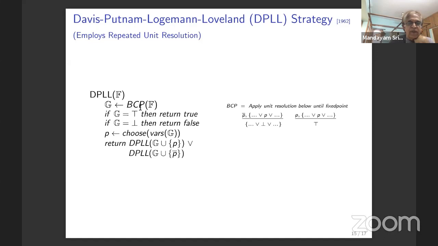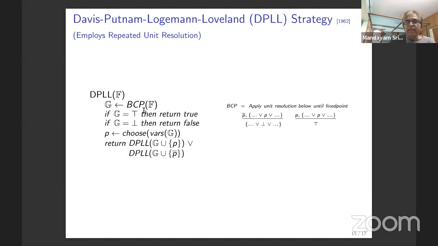So you start by taking the original formula containing a set of clauses. When I keep saying set of clauses, CNF means a set of clauses, a conjunction of those clauses. Then you do BCP. If as a result of doing BCP it reduces to true, then it is satisfiable, and you're done. If as a result of doing BCP it returns false, then you return false.